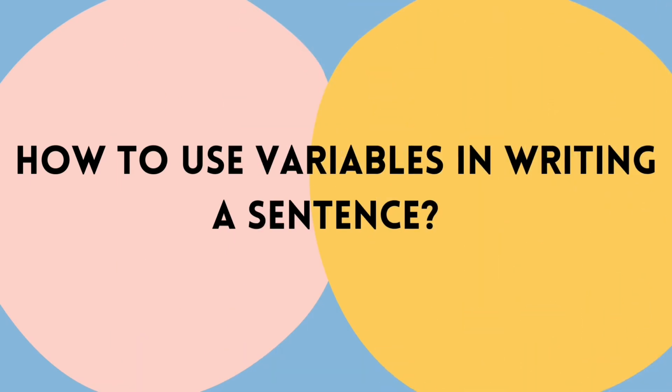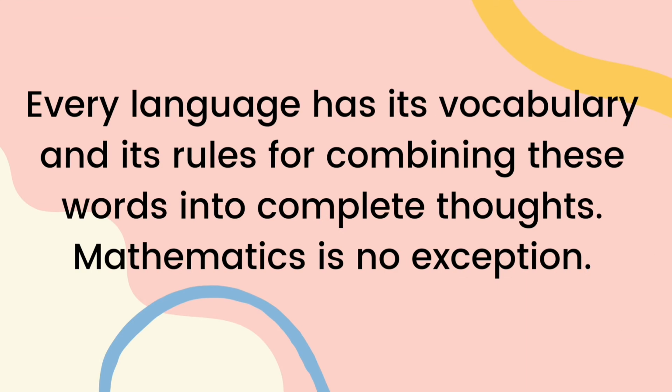How to use variables in writing a sentence. So, now we will be incorporating the use of variables into sentences. Every language has its vocabulary and its rules for combining these words into complete thoughts. Mathematics is no exception. The language of mathematics makes it easy to express the kinds of thoughts that mathematicians like to express. It is precise, able to make very fine distinctions; concise, able to say things briefly; and powerful, able to express complex thoughts with relative ease.